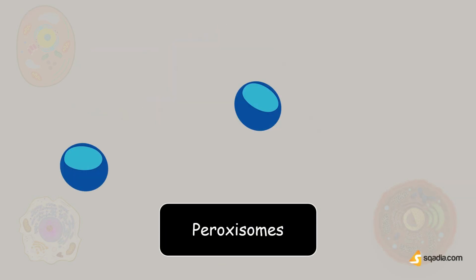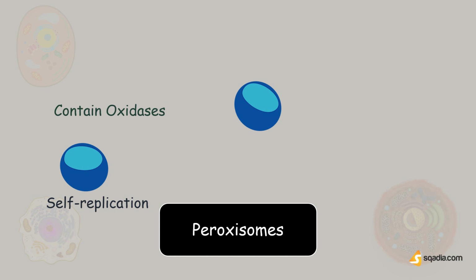Let us also discuss peroxisomes. Peroxisomes are physically similar to lysosomes, but they are different in two important ways. First, they are believed to be formed by self-replication, or perhaps by budding off from the smooth endoplasmic reticulum, rather than from the Golgi apparatus. Second, they contain oxidases rather than hydrolases.